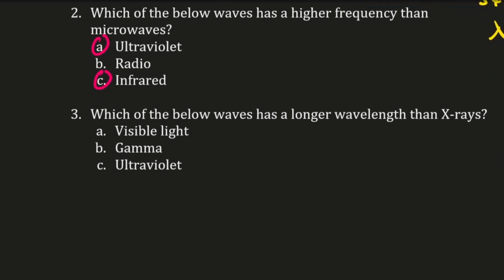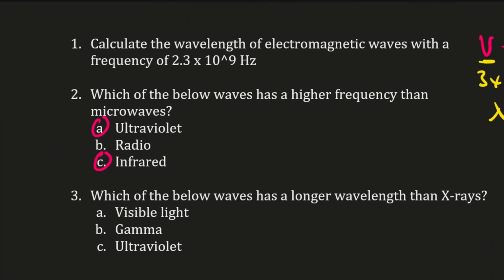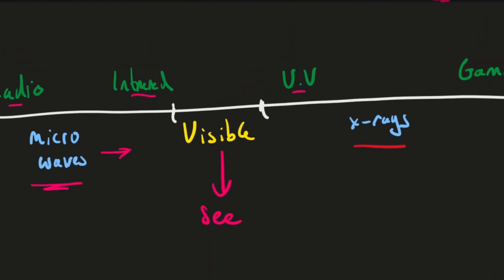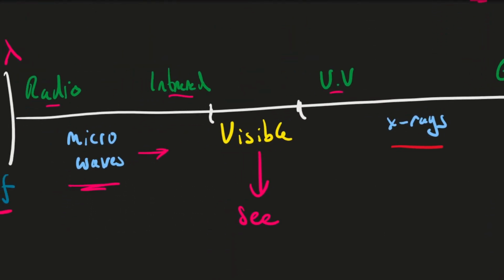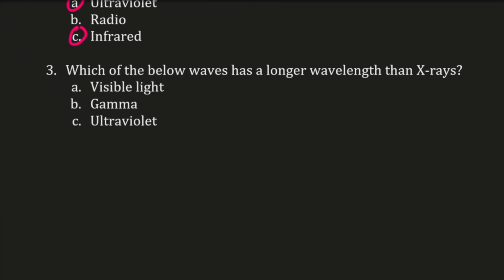Question 3, which of the below waves has a longer wavelength than X-rays? So again, let's consult our chart. So X-rays are over here, and we'll use a different color just to make it clear. X-rays are over here, and we're looking for waves which have a longer wavelength. So let's take visible light. Visible light is to the left of the X-rays, and towards the left you can see you do have a longer wavelength. So visible light would be 1, so we can pick that.